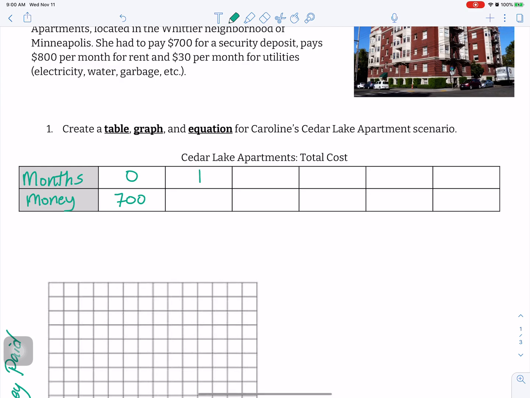At 1 month, I'm going to add an additional $830 because we have to pay rent and utilities. So every month we're paying the $830, for a total of $1,530. At 2 months, we're still going to pay another $830, so I'm just going to add on another $830 for $2,360. And then I'm just going to keep going and filling up my table.